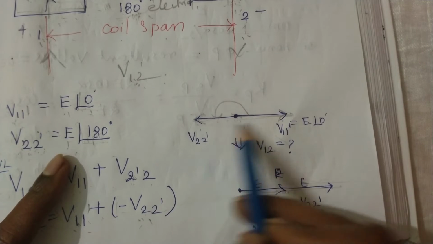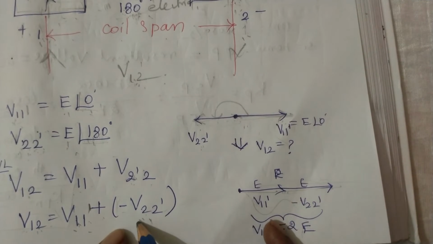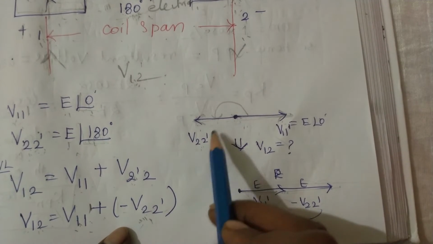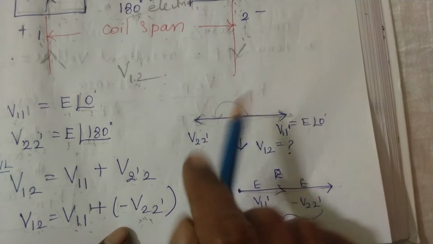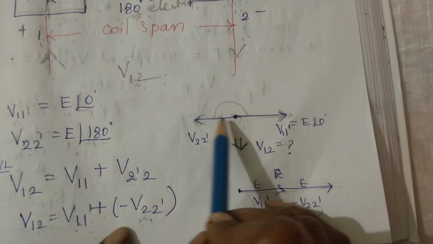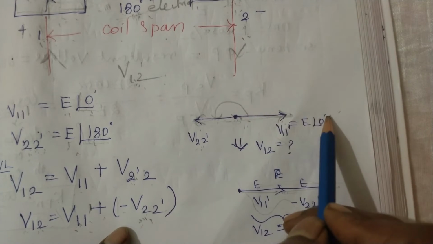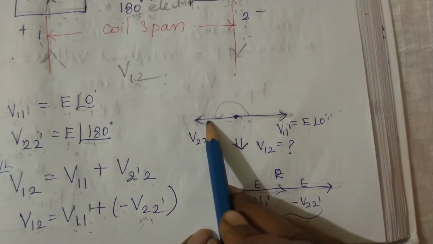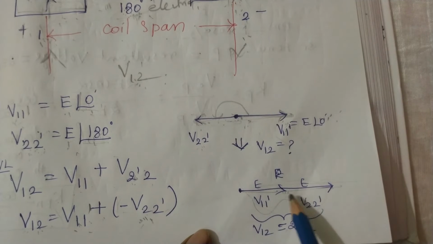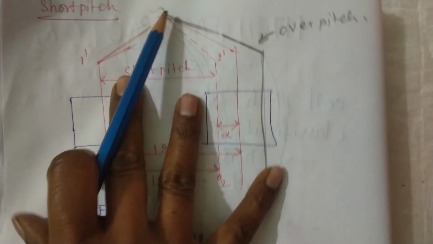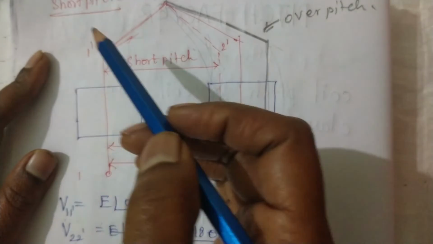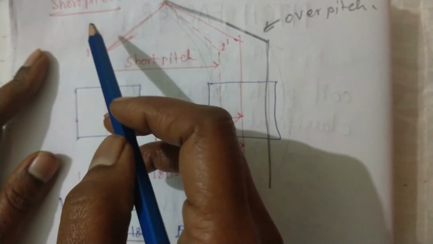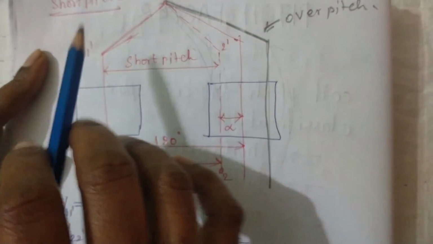Now I need to add, but this should be minus V22 dash, right? So to get the minus value, I have to reverse this line to the right side direction. So I get V11 dash plus, after shifting this line to this side, one more line. Both magnitudes add together, so the resultant voltage is 2E. So the EMF induced in the winding in the full pitch condition is 2E.